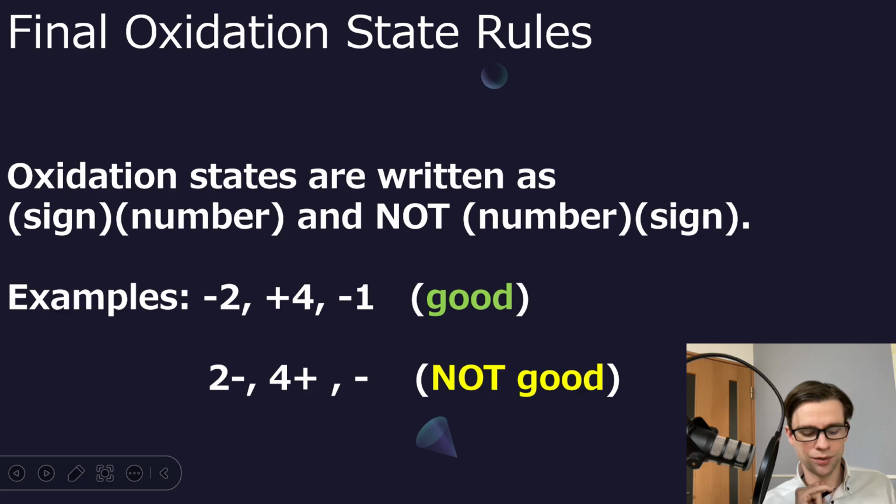So examples of them written properly would be an oxidation state -2, +4, -1, that's good. You can't write 2-, 4+, or just minus or plus. They have to have a number. And IB is very strict about this. They will not give you the point if you write the sign in the wrong place. Okay, so write the sign first, then the number when you're solving an oxidation state question.